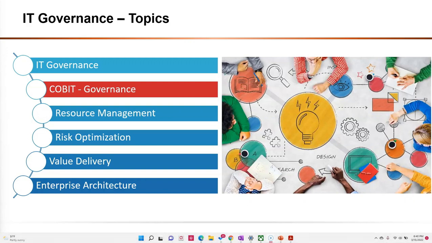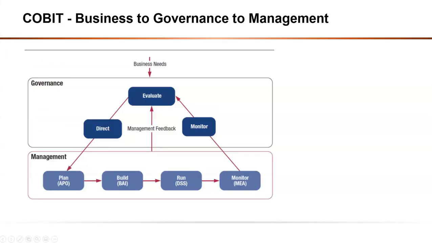Let us look at the COBIT aspect of IT governance. We have seen COBIT a little more in the previous section on IT organization. One thing COBIT clearly conveys is that governance is different from management, and it gives you a framework. So as you can see here, business needs are sent to governance. Governance passes them to the management.